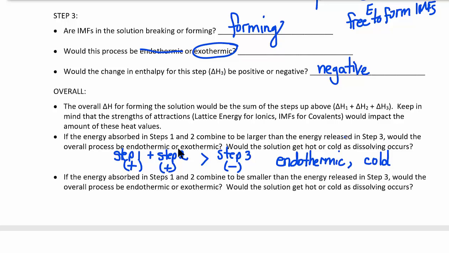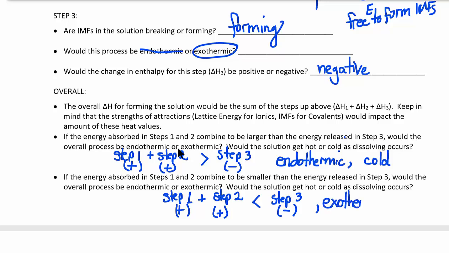If the energy absorbed in steps 1 and 2, so let's do this again. Step 1 is a positive value, and step 2 is an endothermic process. If that is smaller than step 3, which is an exothermic process, if this number is larger than these two added together, you'll have a negative delta H. A negative delta H indicates that the solution or the reaction is exothermic. If it's exothermic, it's releasing heat. If it's releasing heat, your solution would be hot.